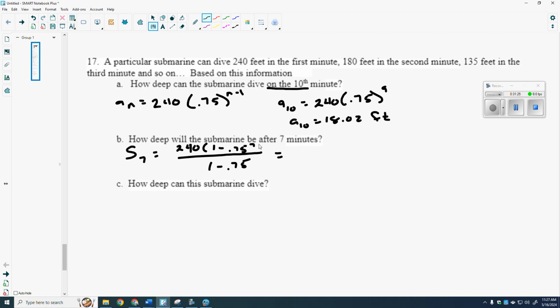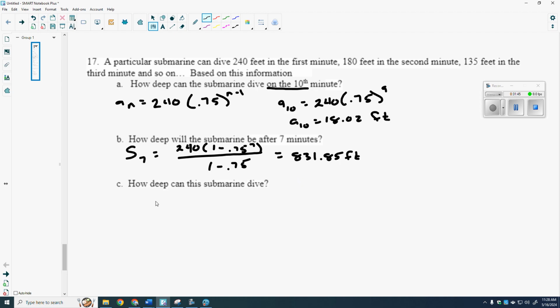Grab a calculator and type that in. I assume you can type that into the calculator, and I get 831.85 feet. So after a total of 7 minutes, the submarine will be 831.85 feet deep.